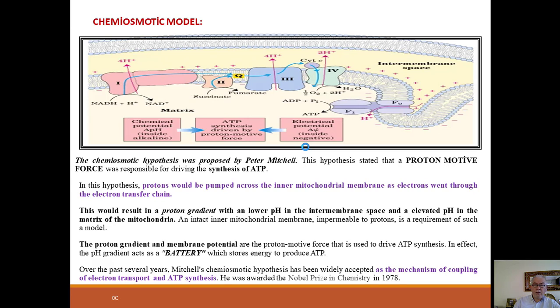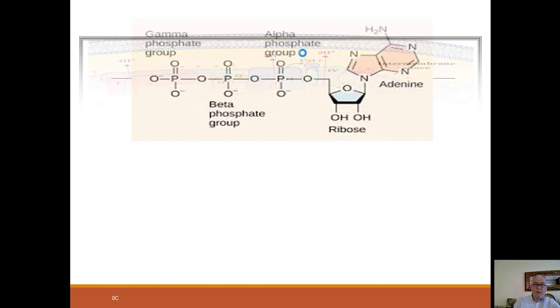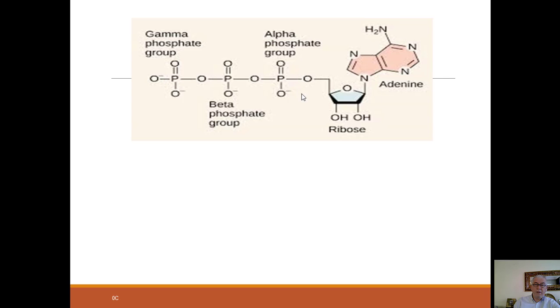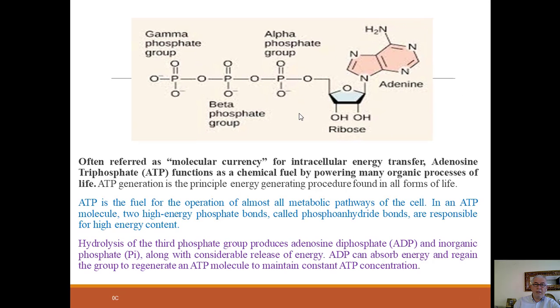And after that, Peter Mitchell received the Nobel Prize in Chemistry in 1978. Now we have an important aim during the whole process of oxidative phosphorylation. We have to synthesize ATP.